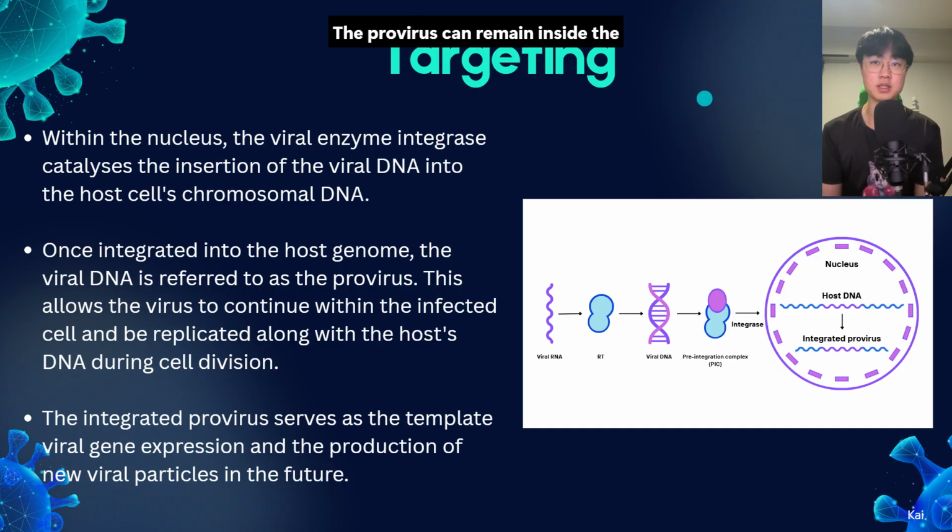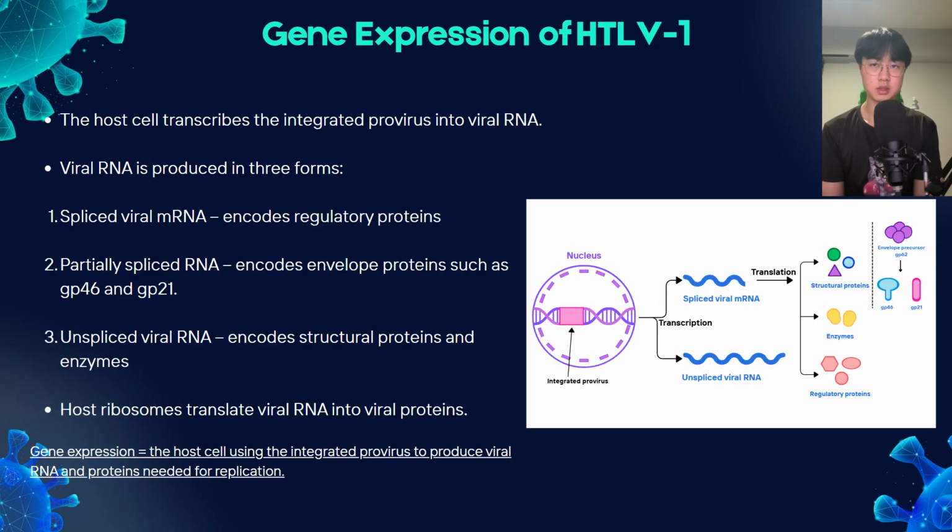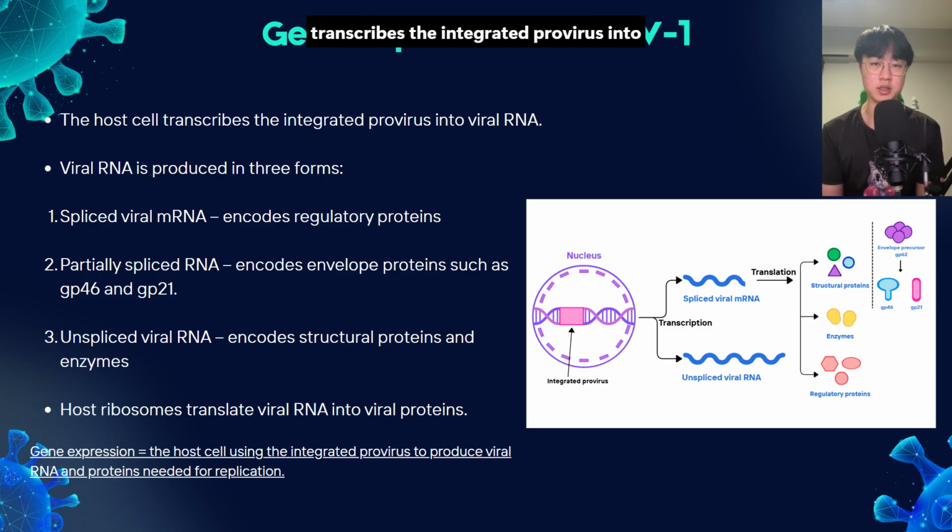The provirus can remain inside the infected cell and be maintained when the host cell divides. It can later act as a template for viral gene expression and production of new virus particles. The sixth stage is gene expression. At this stage, the host cell transcribes the integrated provirus into viral RNA.